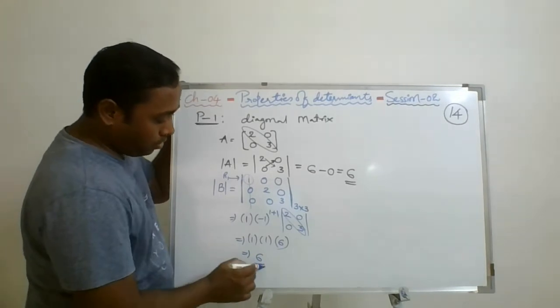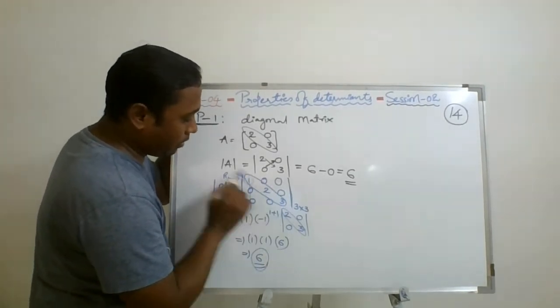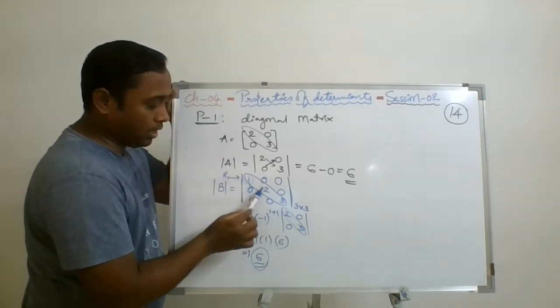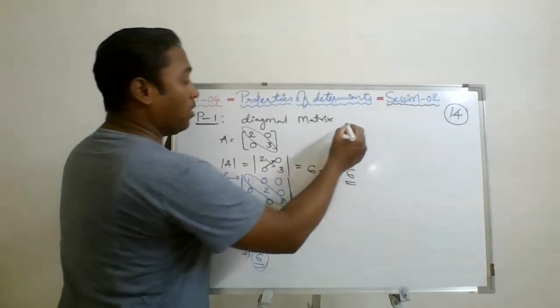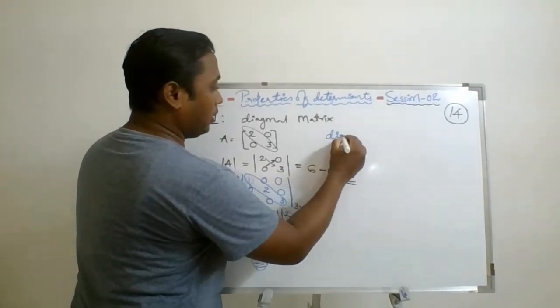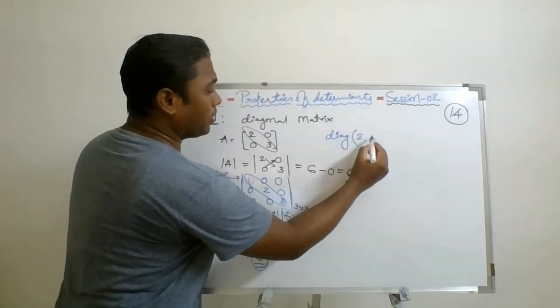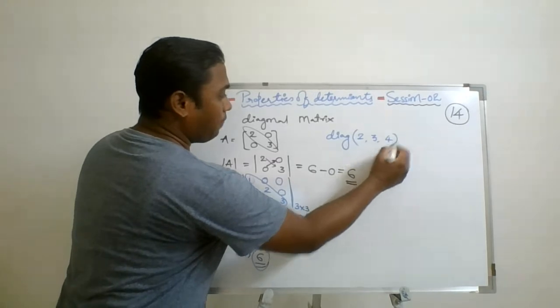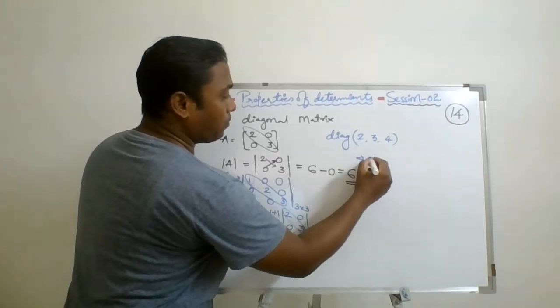This value can also be obtained simply by multiplying the diagonal elements: 1 into 2 into 3, you will get 6. So in this manner, if I am giving you the diagonal matrix in a short form, diagonal matrix of the elements 2, 3 and 4, then ultimately your answer would be the product of these diagonal values.